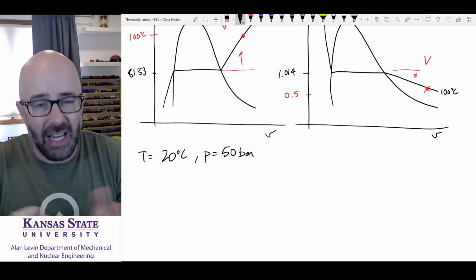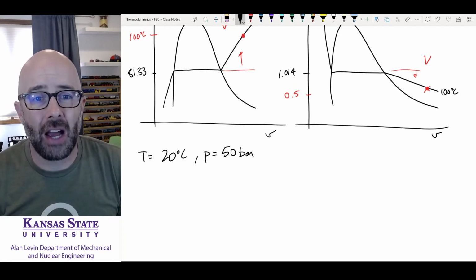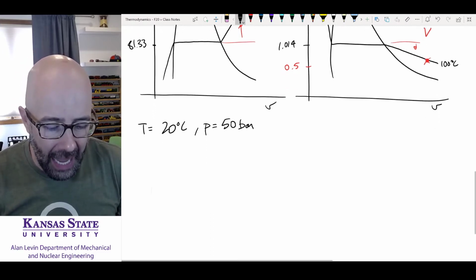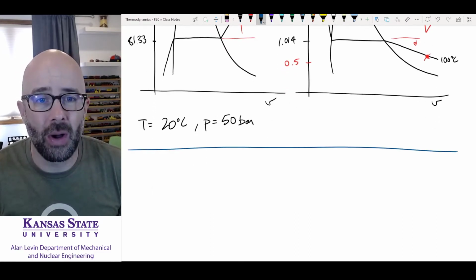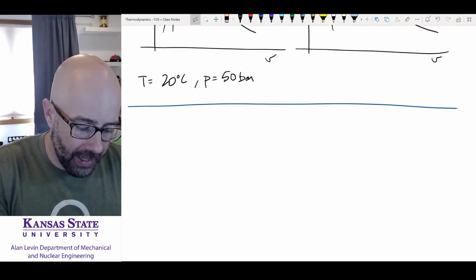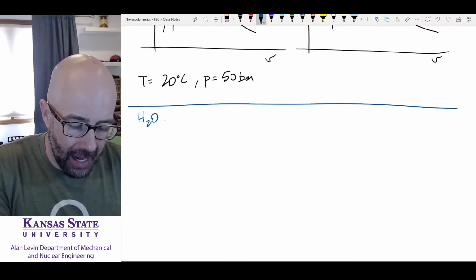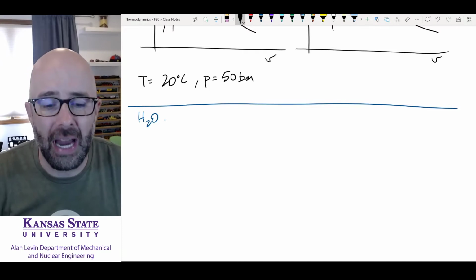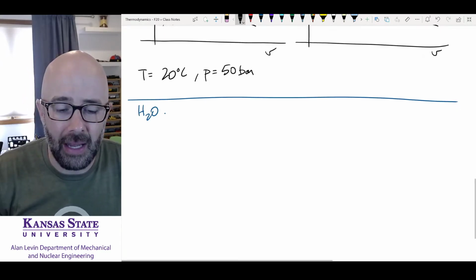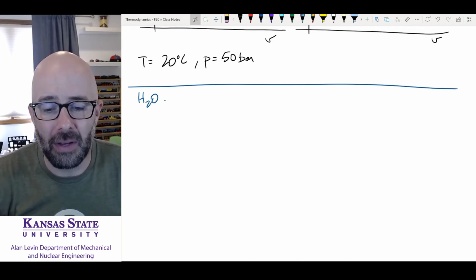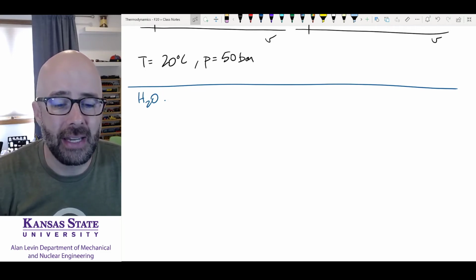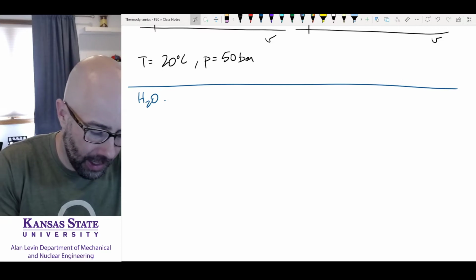Okay, so the next step after we can figure out the state is now to find the property. And so we're going to add the skill that we just learned, or we just practiced, and now we're going to go a little bit further. So again, in this section, I'm looking at H2O, specifically water in everything. And it tells me I want to find the property, and I want to locate the state on a T-v diagram. So here's what I have.